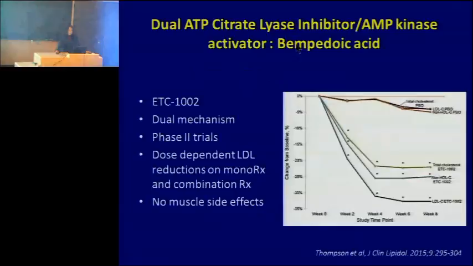There's also another drug that's being evaluated. It's called bempedoic acid. It used to be called ETC1002. It's an ATP citrate lyase enzyme inhibitor. This enzyme is present in the cell cytosol, and what it does is it actually enables the synthesis of fatty acids. So if you inhibit this enzyme, there's decreased fatty acid synthesis and therefore possibly decreased VLDL, LDL synthesis.